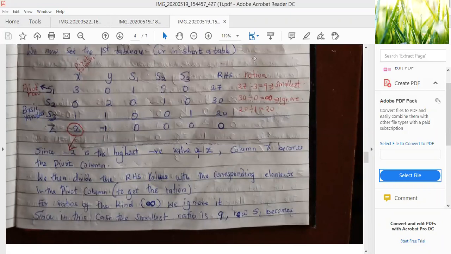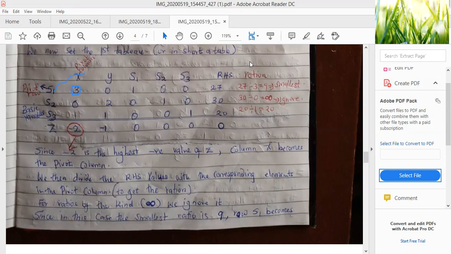Now, when we have found the pivot row and the pivot column, there's a point of intersection between the column and that row. That point of intersection is called the pivot element. The point of intersection between the pivot row and the pivot column, we normally call it the pivot element. For example, in this case, our pivot element will be equivalent to 3, which is intersecting the pivot column, which is our column x here, and the pivot row, which is our row S1.